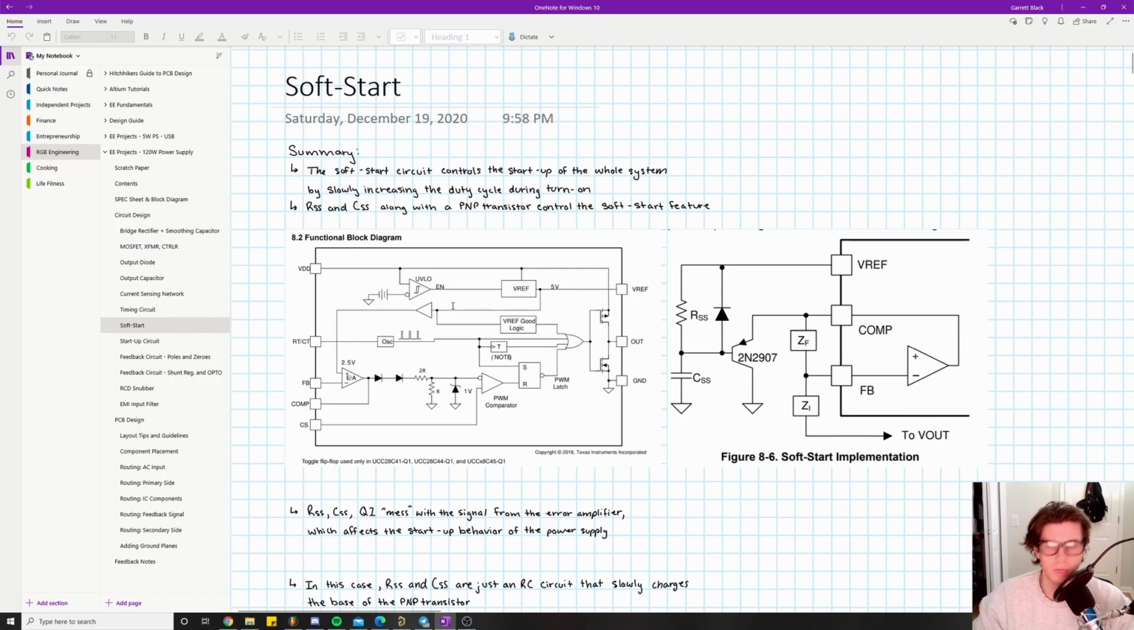Like say you're making a power supply for some really nice studio monitors, like some really nice speakers, you might want to use a soft start feature. Or if you're using a very sensitive electronic device, like you're trying to charge a tablet or an Apple Watch or something like that, then you might want to use something like a soft start. And those are just arbitrary examples.